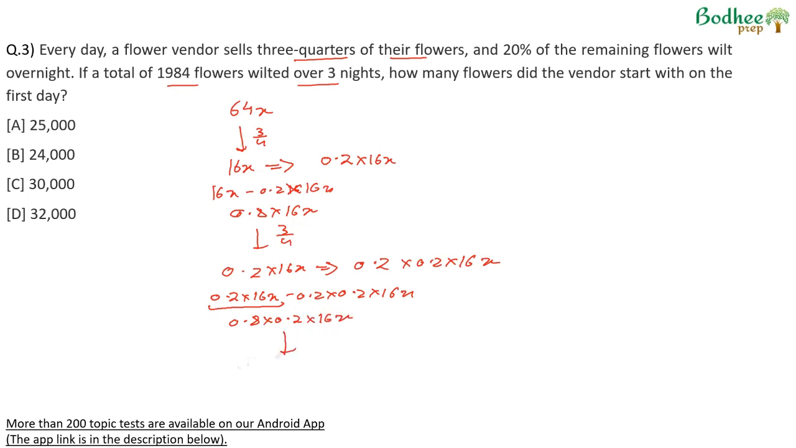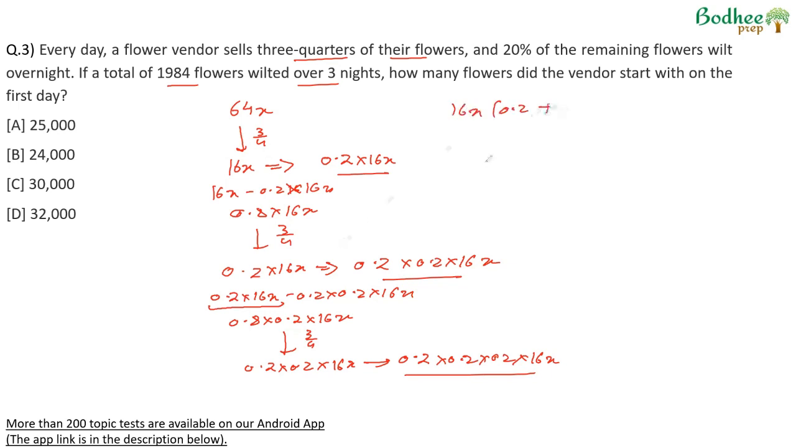Again, 3/4 are sold over the course of the next day. So 1 by 4 of this number will be 1 by 4 of 0.8 into 0.2, and the rest of the number are left. Over the night, 20% of this, so 0.2 of 0.2 into 0.2, gets wilted. Now, if you look at the total wilted flowers, night 1, night 2, night 3, 16x is common, 0.2 plus 0.2 square plus 0.2 cube. These are the number of flowers that got wilted. This is nothing but 16x into 0.2 plus 0.04 plus 0.008, or 0.248.